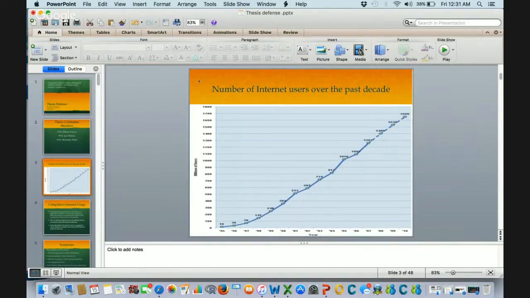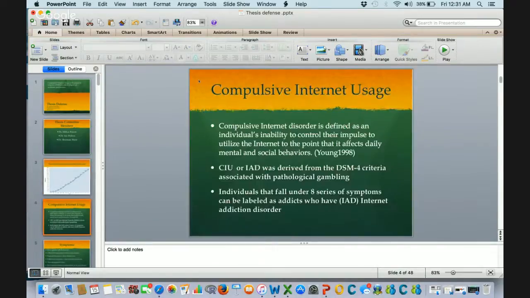The number of internet users has increased over the past few decades. Now, are the increased number of internet users a problem? It is when users can no longer control their impulse to use the internet. We refer to this as compulsive internet usage or internet addiction disorder.